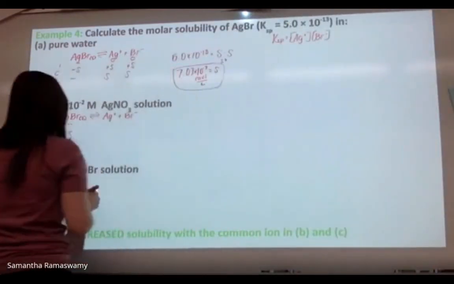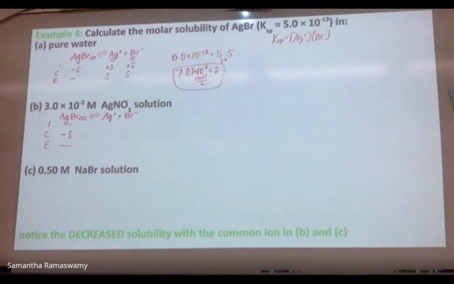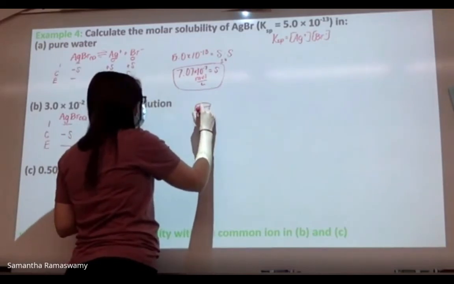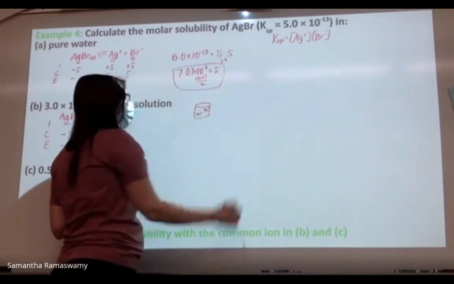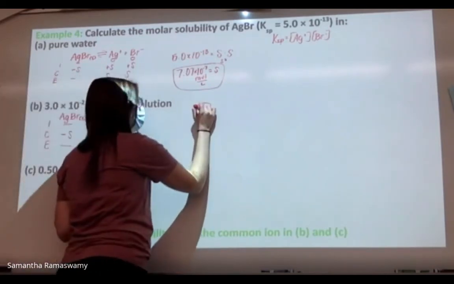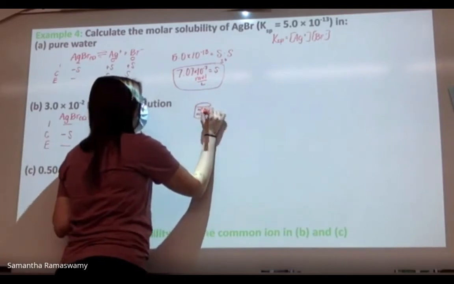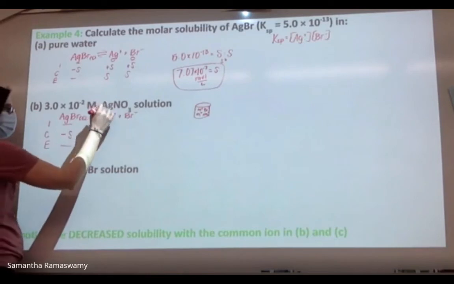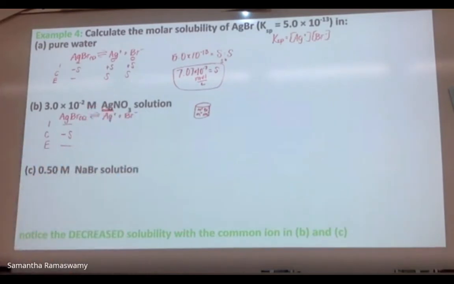Because now we are in an AgNO3 solution. So now in the beaker, not only do we have the Ag plus and the Br minus from the solid, now we also have Ag plus and NO3 minus from the solution. The only thing that this does is it gives us an initial amount of Ag plus. This is a common ion problem.